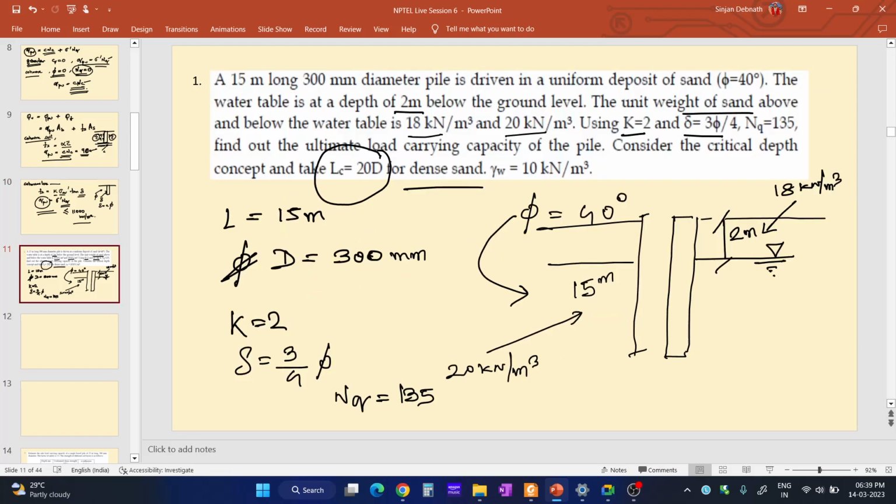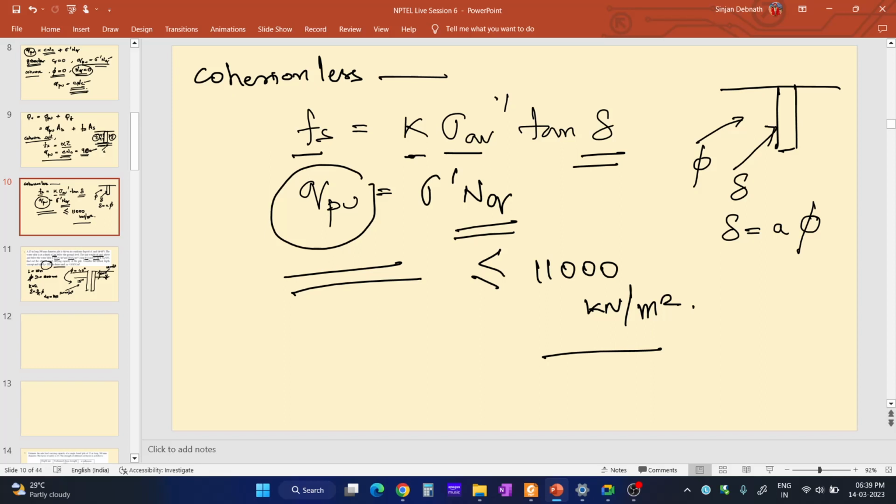In other words, it is considered that below the critical depth, the overburden pressure is constant. It is considered while solving such sums. See, this Fs depends upon the average overburden pressure. So it is considered that below a certain depth, this Fs is constant. That means this sigma dash AV is constant, because you see all are constant. This tan delta is constant, K is constant. So this will also be constant, right?